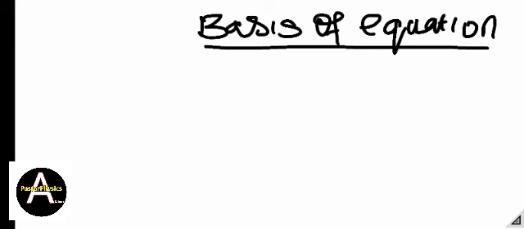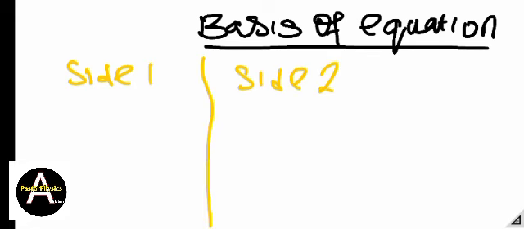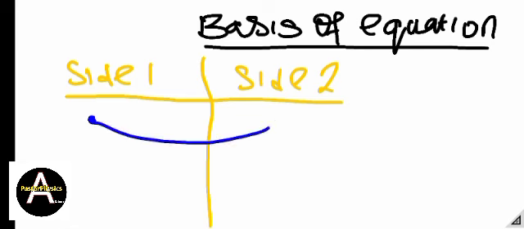Now, for me to explain this basis, we have to use something to explain it. In this, we have two sides. We call this side 1 and side 2. Right? So, when something is crossing from side 1 to side 2, it takes the opposite.